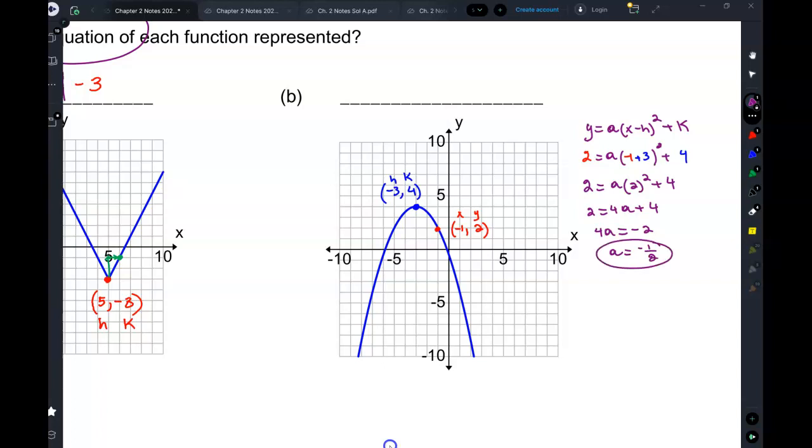Okay? So we go back here. f of x equals negative a half. This time I'm going to just plug in h and k. x plus 3 squared plus 4. All right, questions?